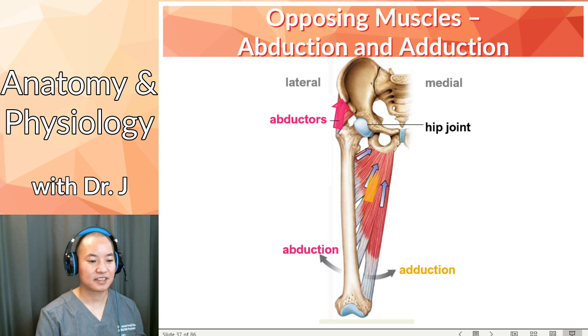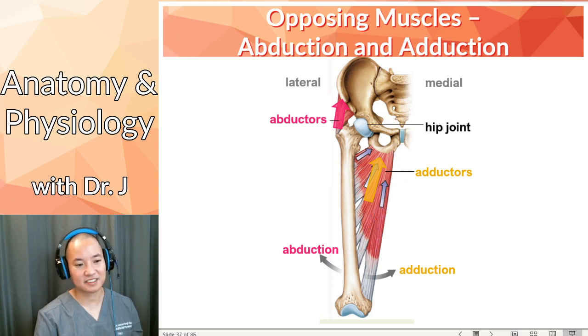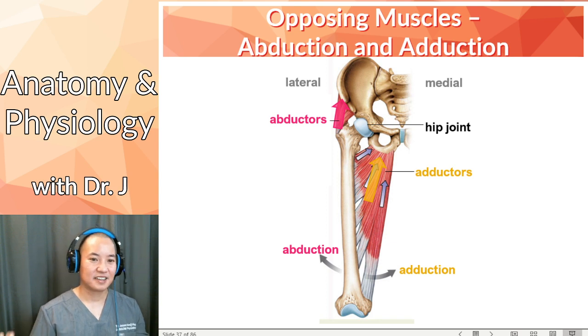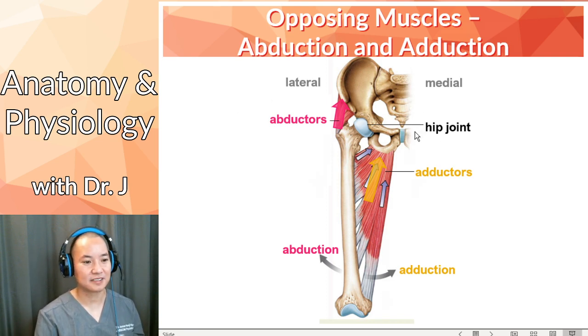And what we have with adduction: if we contract these muscles and shorten them, it's going to decrease the distance between the medial parts of the femur and this part of the hip bone right here. So what we have here is actually adductors. Adductors are going to move toward the direction of adduction. So typically, the muscles that contribute to a joint movement are on the same side and in the same direction of the movement, just like we had with flexion and extension.